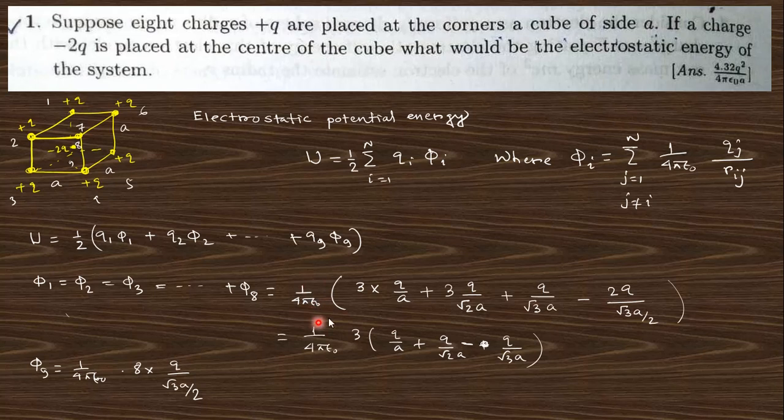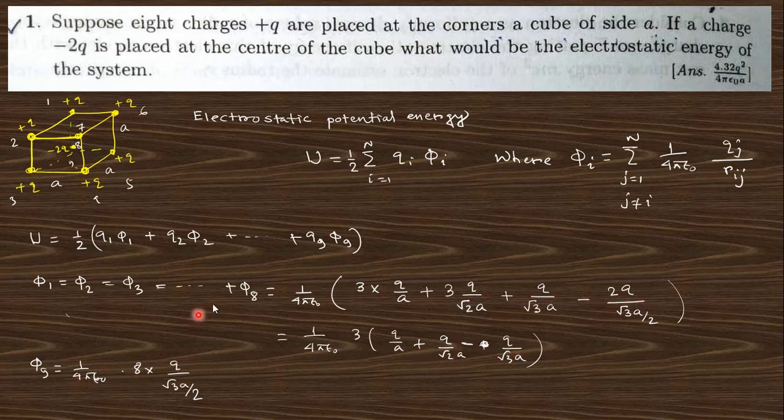You can see here 1 by 4 pi epsilon naught. If you consider this charge, there are 3 charges at distance a, that's why 3q by a, and there are 3 charges at distance root 2 a. This is root 2 a, this is root 2 a, and this is root 2 a. So 3 q by root 2 a, and another one at root 3 a, that's why q by root 3 a. And for the minus 2q charge, the distance is root 3 a by 2, with charge minus 2q. Okay, you evaluate this, and this will be the minus term.